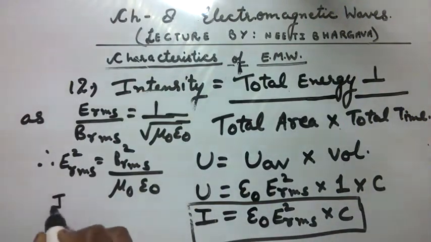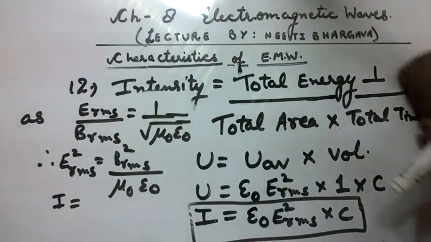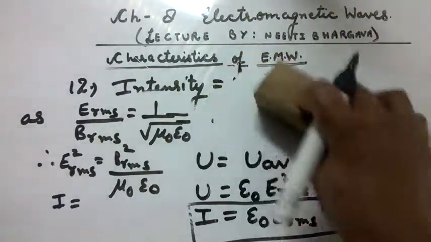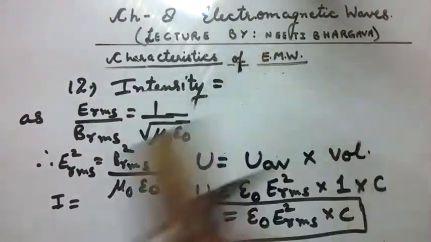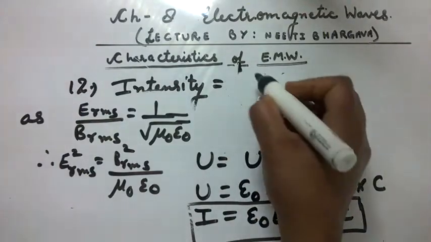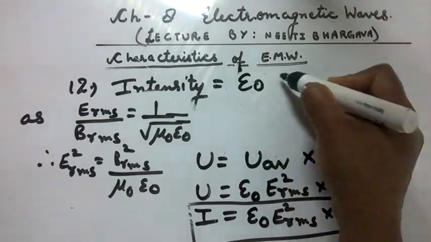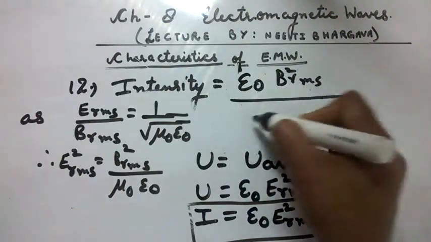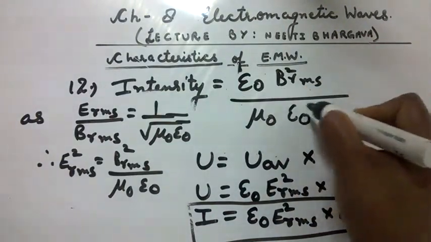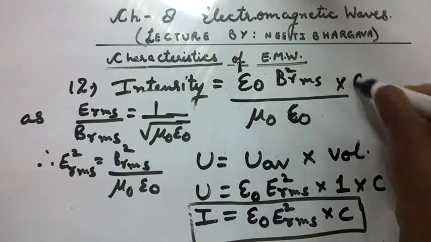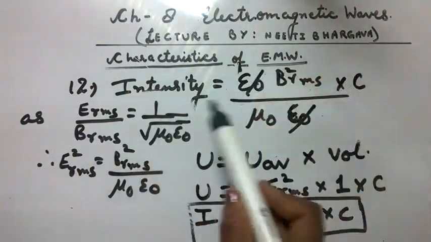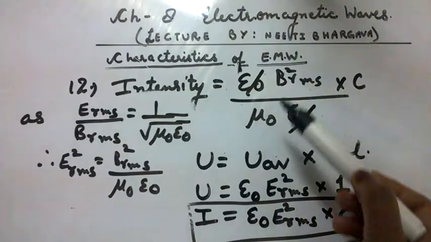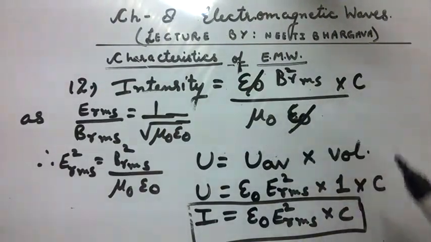I is equal to epsilon naught B_RMS square upon mu naught epsilon naught into C. Or we get intensity is equal to B_RMS square by mu naught into C. This is another formula for intensity in terms of magnetic field.